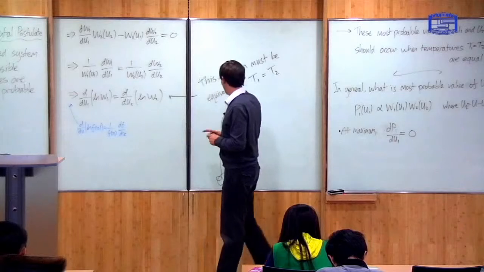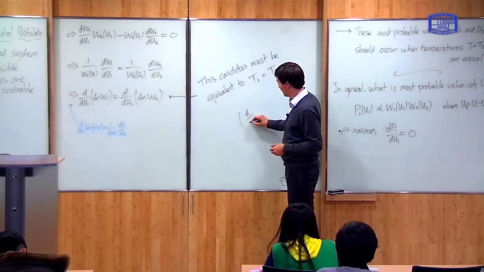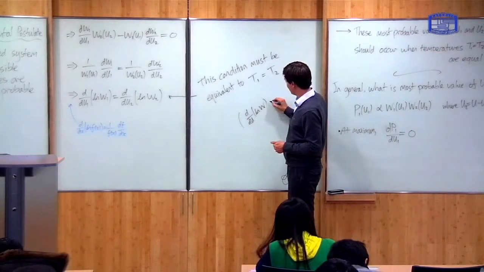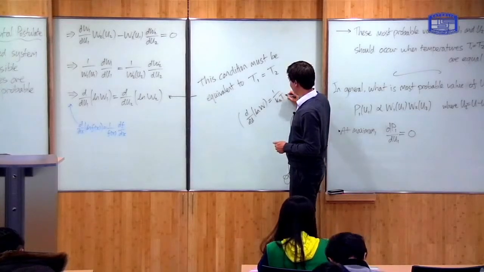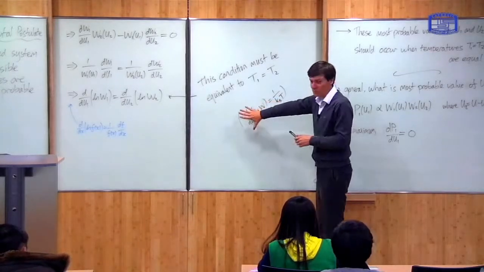Okay? And we'll see next time that, in fact, d by dU of the log of W is equal to 1 over the Boltzmann constant times the temperature of the system. Okay? So this is the connection between the two, but we'll see this next time.